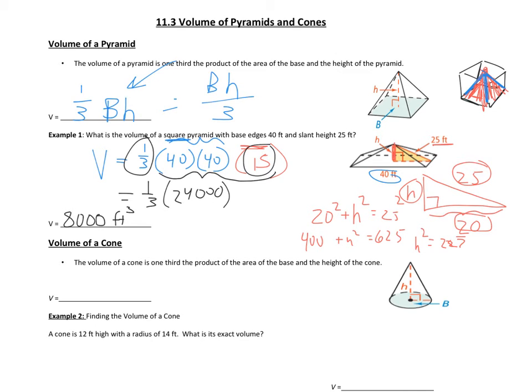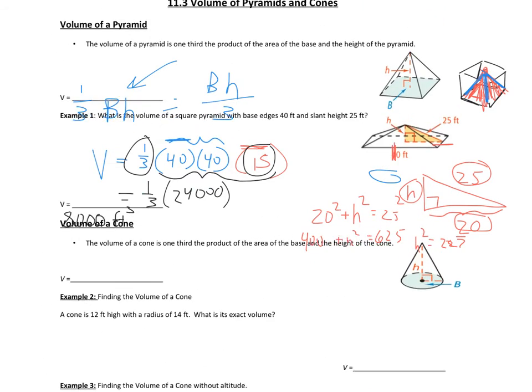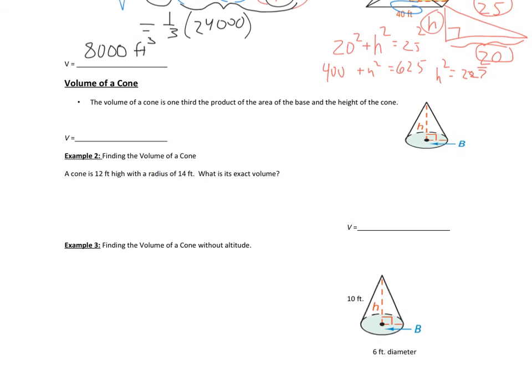Okay, now let's look at the volume of a cone. Much like the volume of a pyramid is 1/3 the volume of a prism with the same dimensions, the volume of a cone is going to be 1/3 the volume of a cylinder with the same dimensions. So volume for this is going to be 1/3 the area of the base, which we know is pi r squared, a circle, times the height.